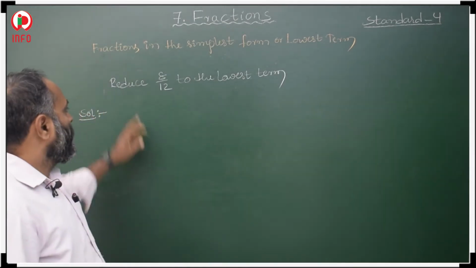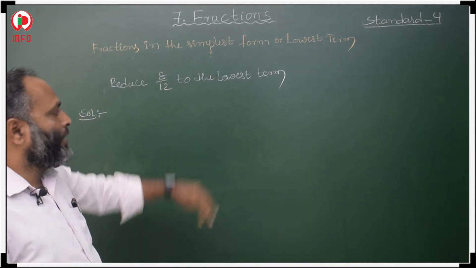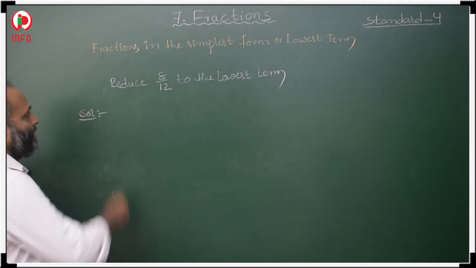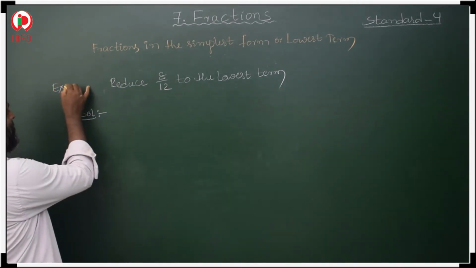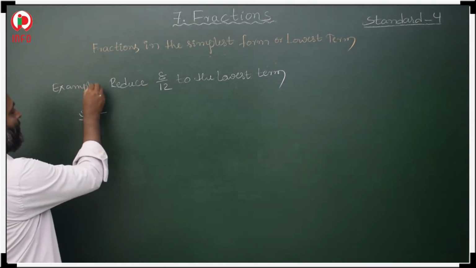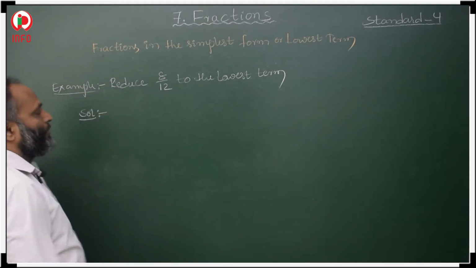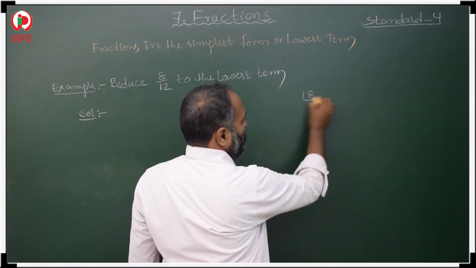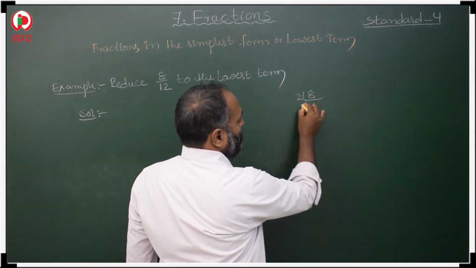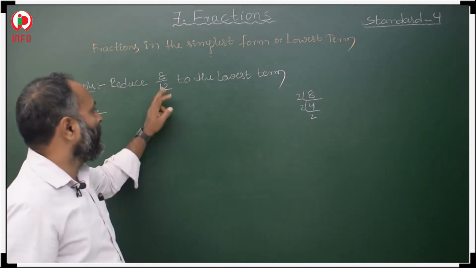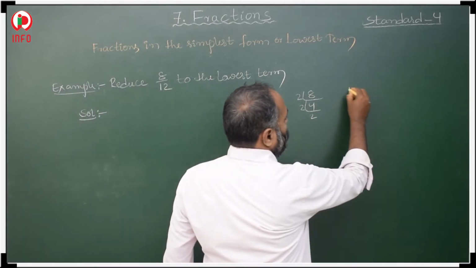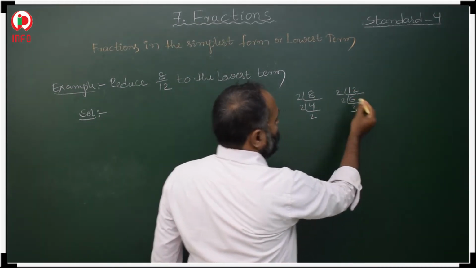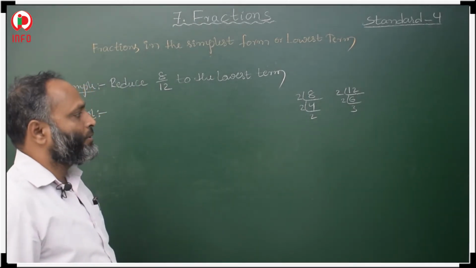Now, see here, reduce 8 by 12 to the lowest term. So, this is our example. In this example, we have to write this in lowest term, means simplest form. How to write in simplest form? See here, first take the numerator's prime factors. 8: 2 4s are 8, 2 2s are 4. In the same way, the prime factors of 12: 2 6s are 12, 2 3s are 6.